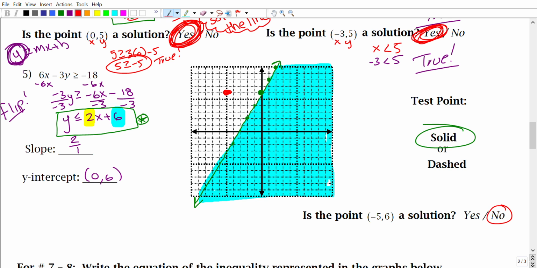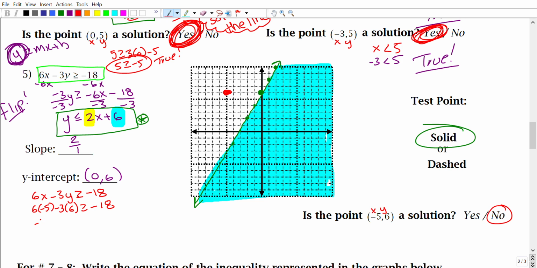Now, you can try it out in the original inequality right there. I caught myself again. So let's test it out in that original inequality. I'm going to substitute in my values, my new x and my new y. The original was 6x minus 3y is greater than or equal to negative 18. But now I have a new x and a new y, so I'm going to substitute those values in. So this is 6 times negative 5 minus 3 times 6 is greater than or equal to negative 18.